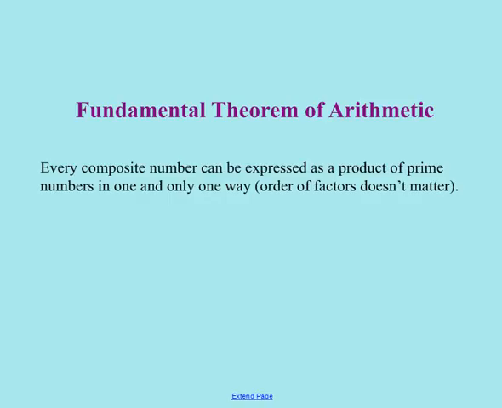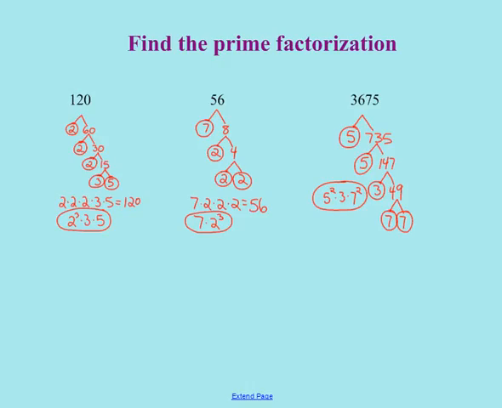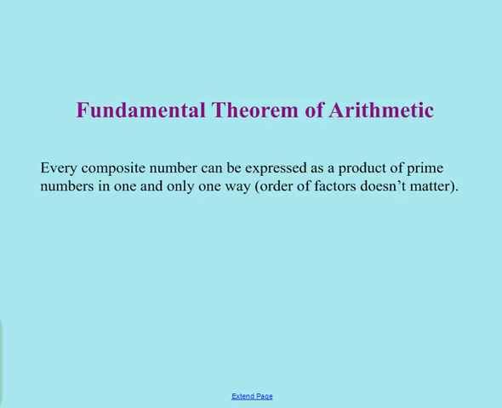Finally, the fundamental theorem of arithmetic. Every composite number can be expressed as a product of prime numbers in one and only one way. The order of the factors doesn't matter. What this means is that the three examples on our previous page could have different factor trees, but in the end will have the same prime factorizations. In other words, the fundamental theorem of arithmetic says there could be different work, but there's only one answer.